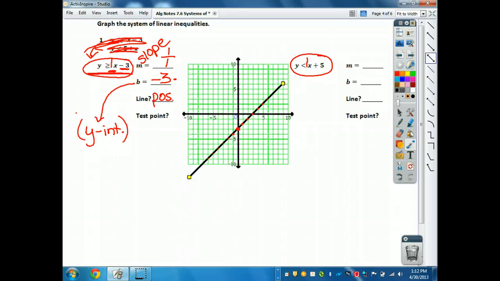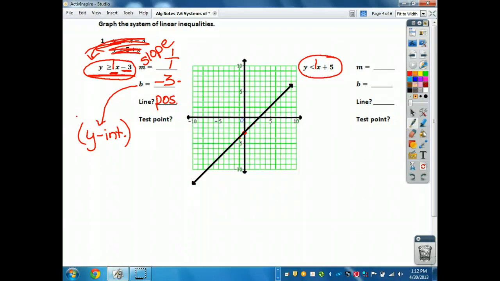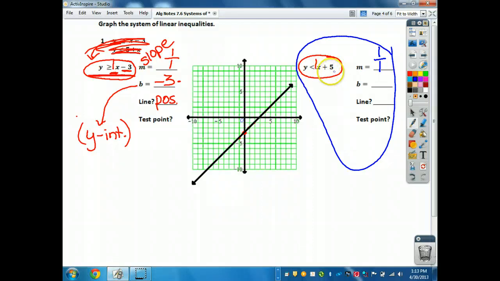There we go. All right, now we're on to inequality number 2. What is my slope for inequality number 2? 1/1 again? So they have the same slope, don't they? So already, what do we know about these two inequalities? Parallel. They're parallel. Are they the same line though? No, because this one has a y-intercept of +5. What kind of a line will this be? Positive. This also will be a positive slope.